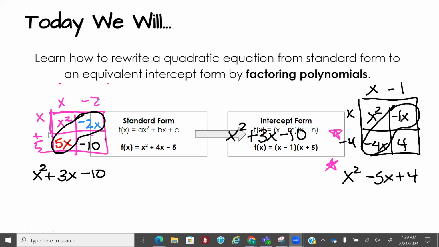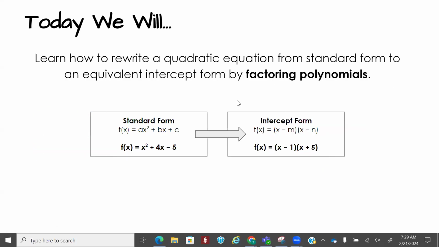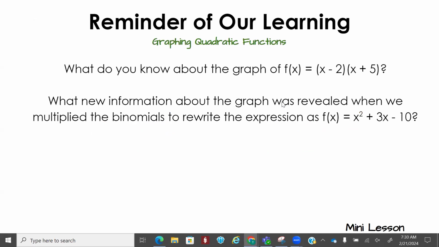So today, we're going to really focus on going reverse. So we're going to do standard to factored form or intercept form. Okay, so we started talking about this briefly when we were talking yesterday.